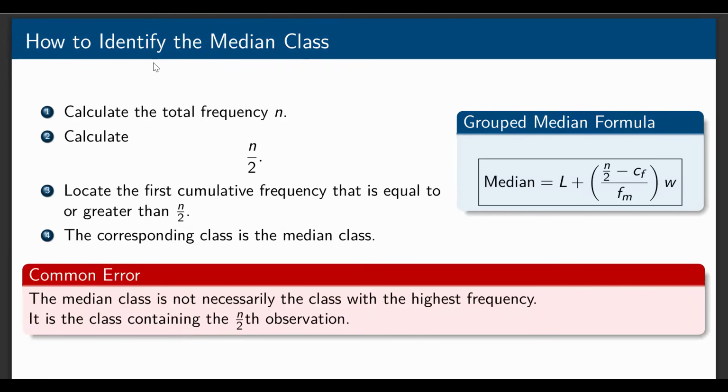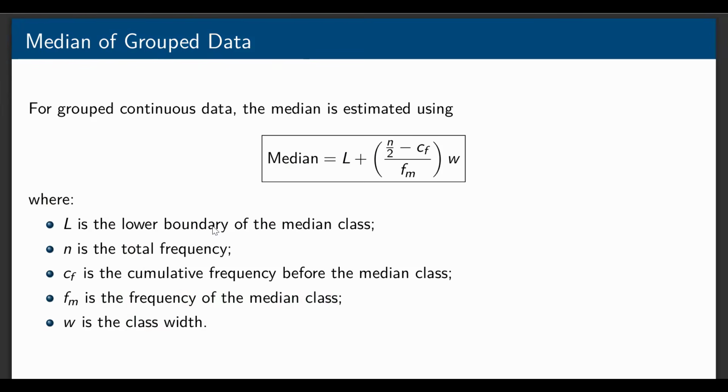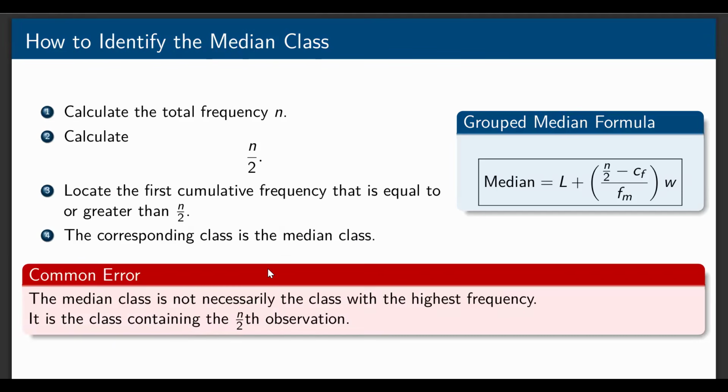So what are the steps in finding the median class? First, remember, consider the definitions here. It says L is the lower boundary of the median class. CF is the cumulative frequency before the median class. FM is the frequency of the median class. So we must find the median class.